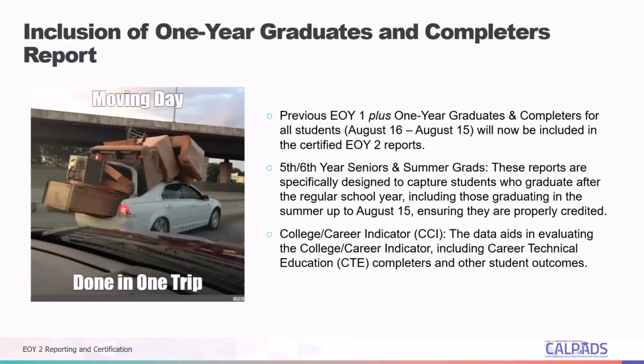The one-year graduates and completer count was formerly in end of year 3, which is now end of year 1. Now, the one-year graduates and completer count is part of end of year 2. Fifth and sixth year seniors or early graduates are identified. This is different than the cohort report.